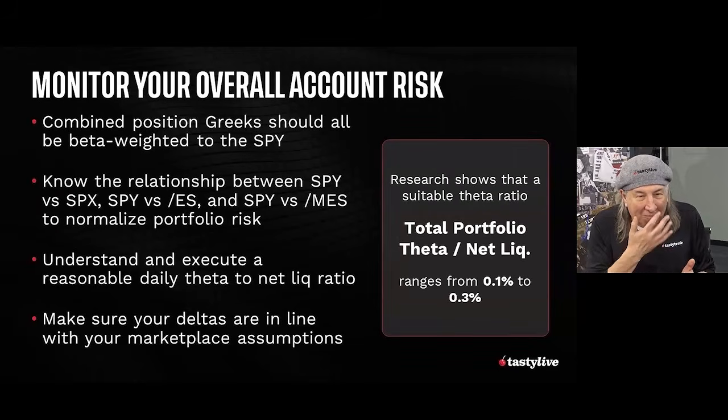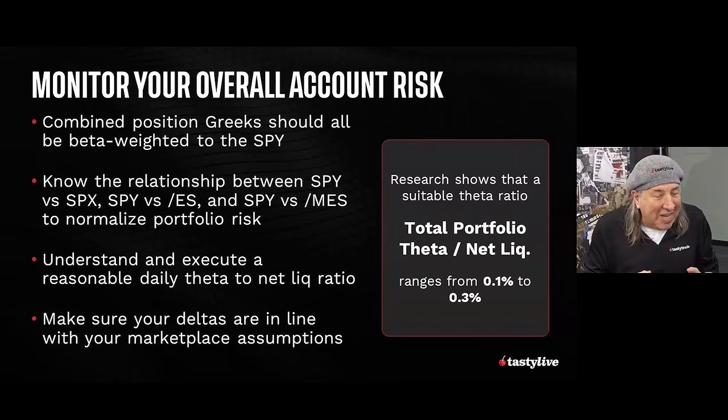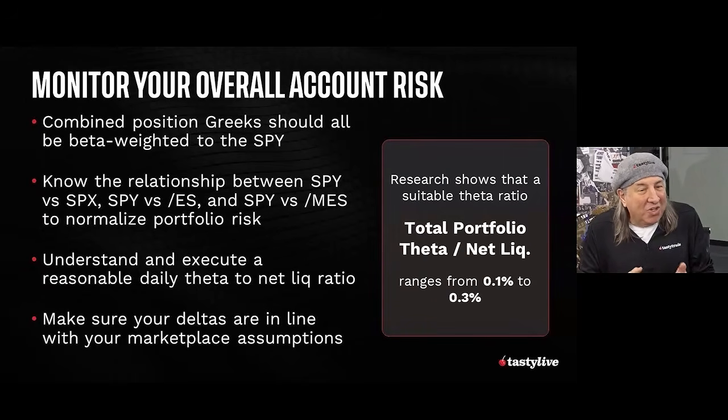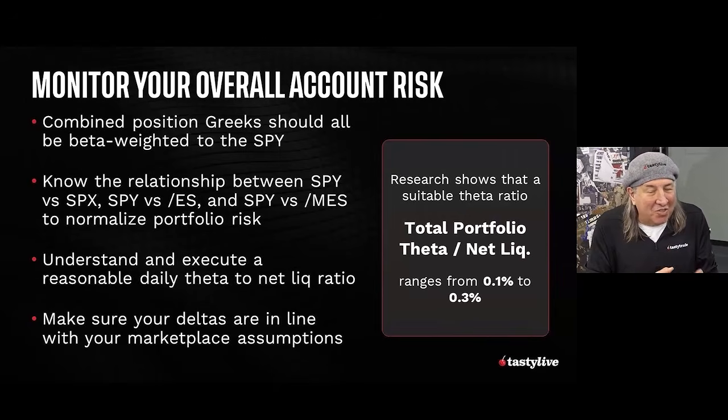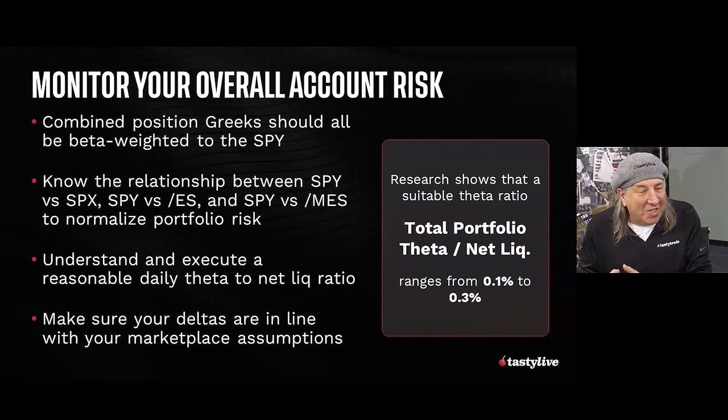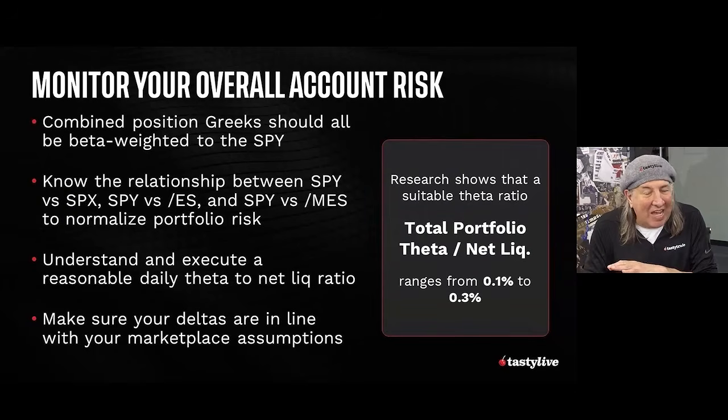Now, could you beta weight to the ES or the MES, or could you beta weight to the SPX? And the answer is yes, but we don't. We don't for consistency. We don't because otherwise people get really confused. When people say, hey, my position is X or my position is Y, it's because everybody's been beta weighted to different things. So to simplify everything, we just beta weight everything to the SPY. It normalizes everything. It commoditizes everything.